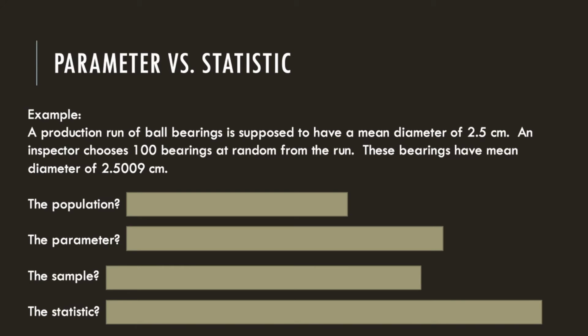So here's your example. A production run of ball bearings is supposed to have a mean diameter of 2.5 centimeters. An inspector chooses 100 bearings at random from the run. These bearings have a mean diameter of 2.5009 centimeters. So pause the tape right here and think, what is the population? What is the parameter? What is the sample? And what is the statistic?